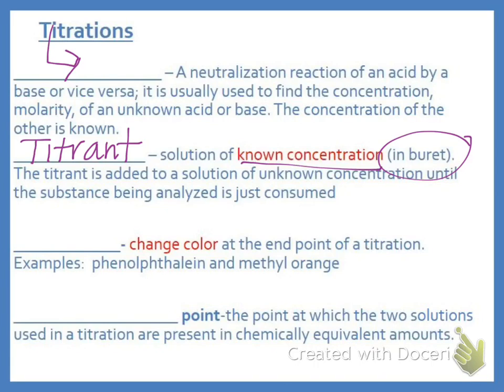The end point is the point at which the color changes, and that's how you know to stop the titration. When you reach the color endpoint you're looking for, you stop. And it is seen by color change.